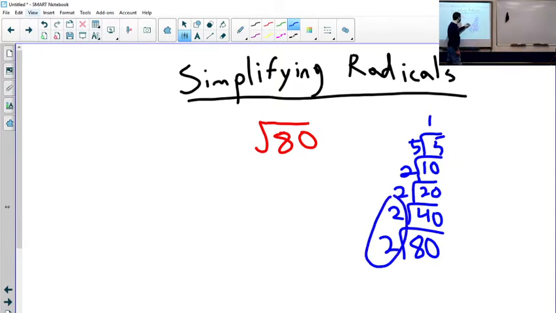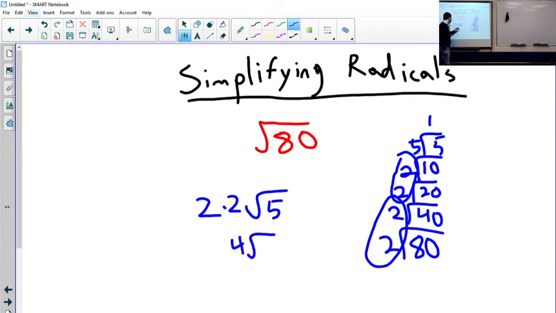Here come our pairs. The 5, oh, it's all by itself. It's got to stay inside the square root. The 2s, I've got a pair of 2s here. I've got another pair of 2s here. Since they're both outside the square root, we're going to multiply them together. 2 times 2 is 4. So the answer is 4 square root of 5.